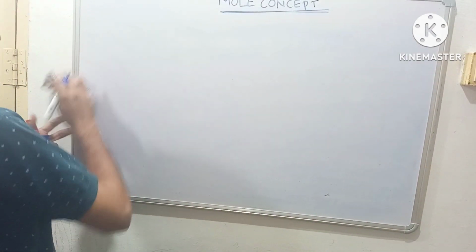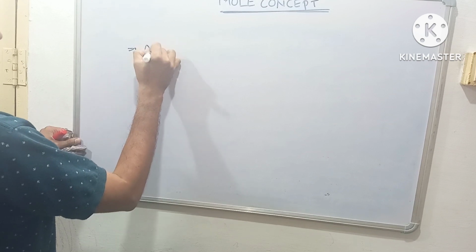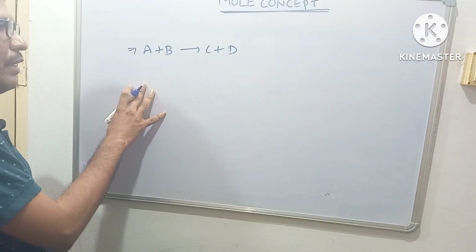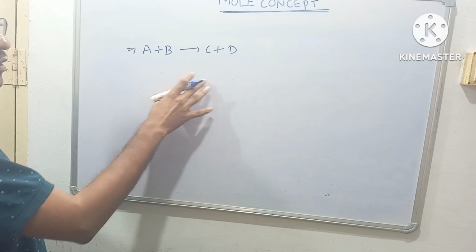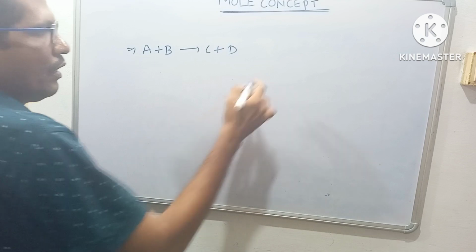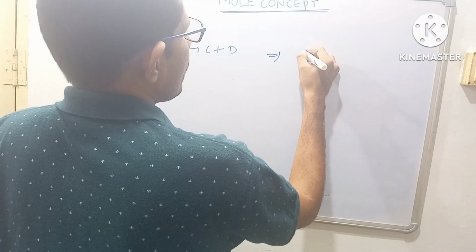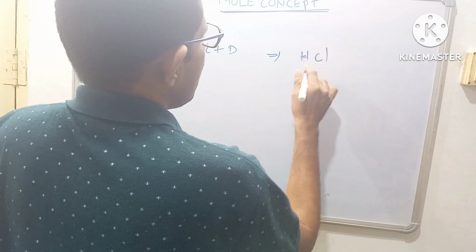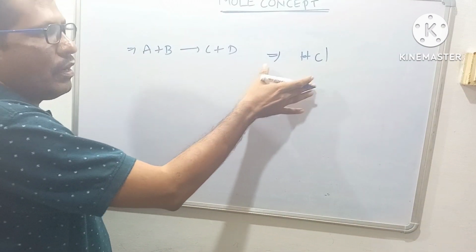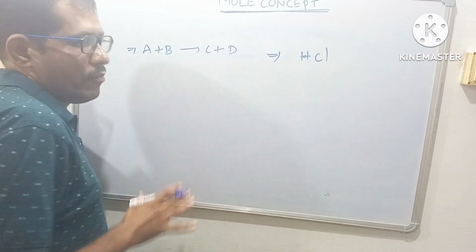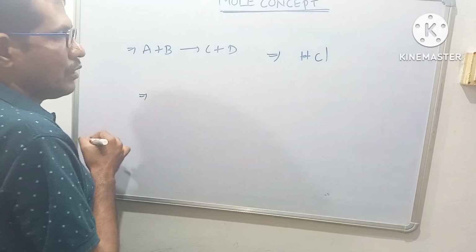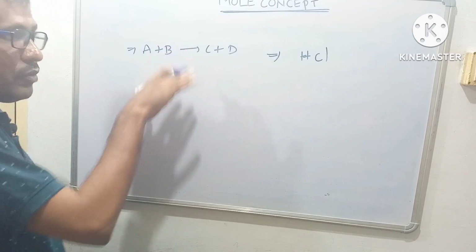So here I will write. If any equation is given, A plus B gives rise to C plus D, we can write 1 mole of A reacts with 1 mole of B, gives the products 1 mole of C and 1 mole of D. If you take HCl, we can say there is 1 mole of HCl, 1 mole of hydrogen atom and 1 mole of chlorine atom. And one thing I need you to understand, observe this also.